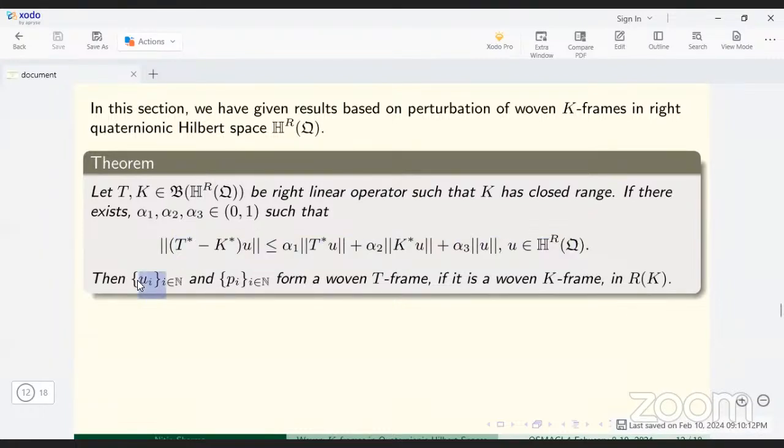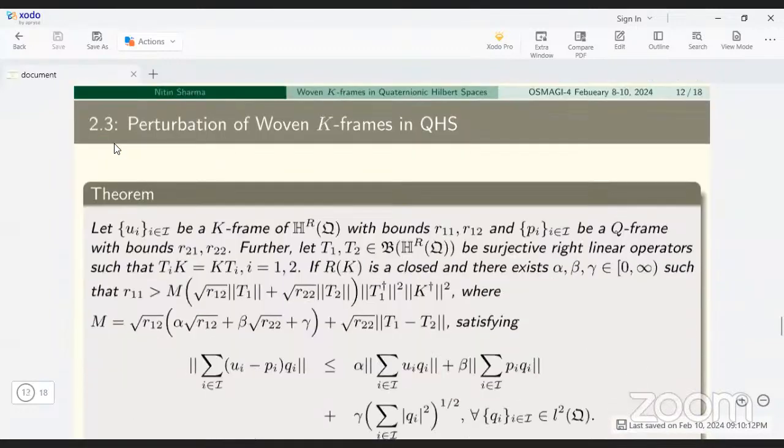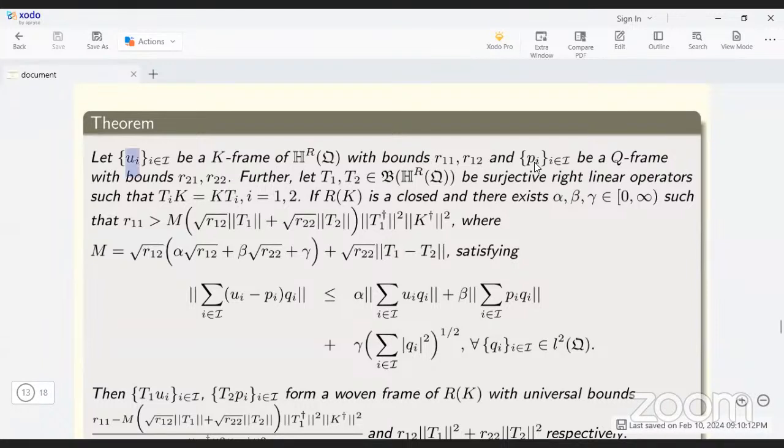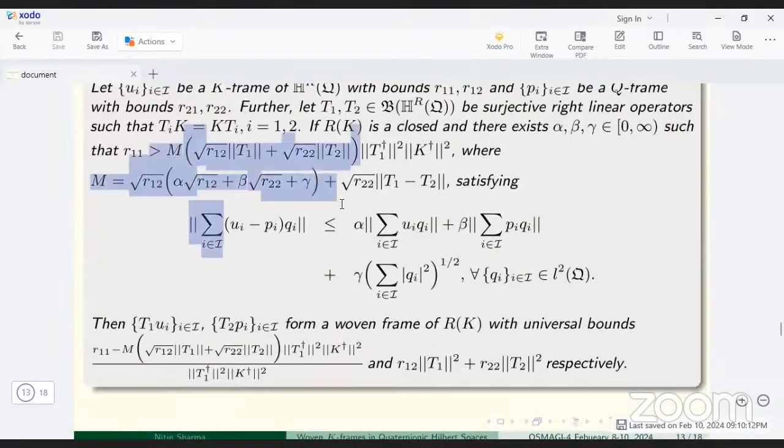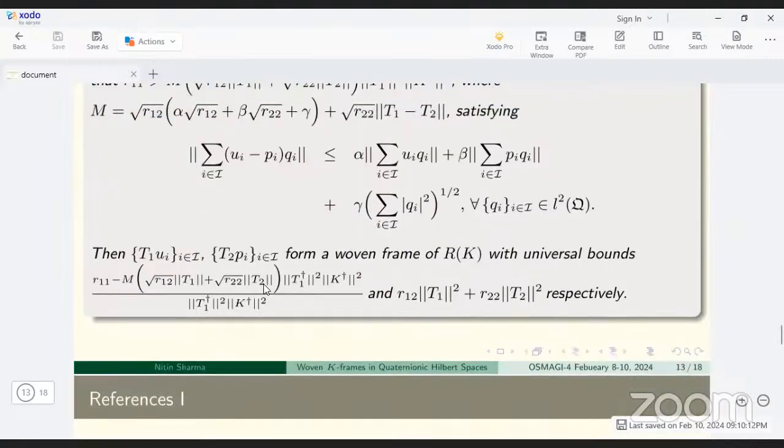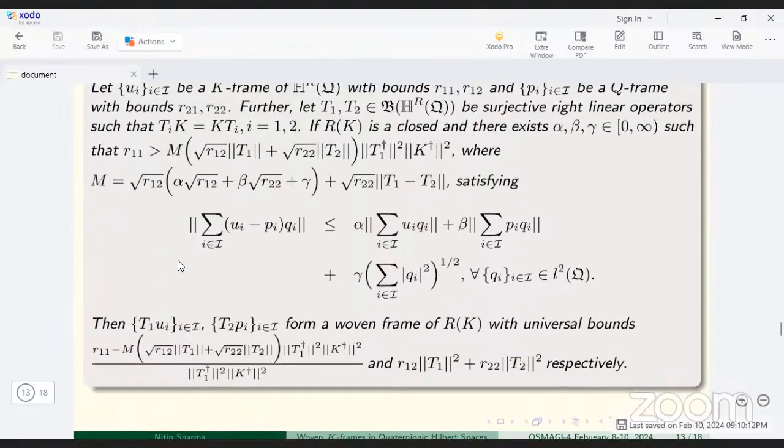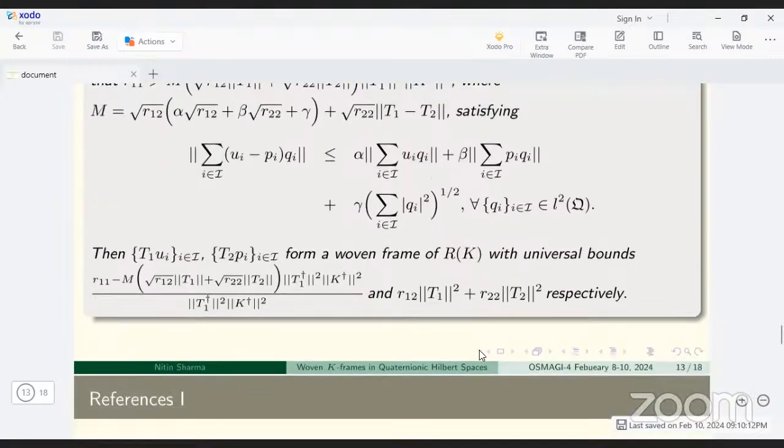And this is another result in which we have talked about the perturbation. We have taken U_i to be a K-frame with bounds R1 and R2, and P_i to be a Q-frame with bounds R1 and R2. And T1 and T2 are surjective right linear operators which commute with K, and R(K) is closed. And if there exist alpha, beta, gamma that satisfy this, then the image of this K-frame U_i under T1 and the image of the Q-frame under T2 will form a Bowen K-frame with universal bounds this and this.